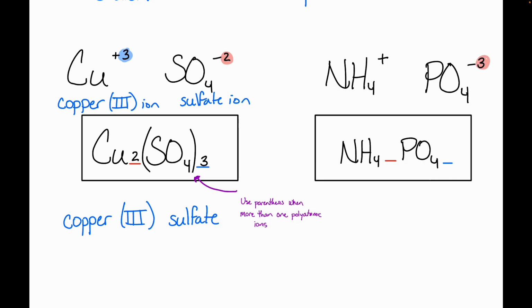And since I'm indicating that I have more than one of our polyatomic ions, I'm going to throw it in parentheses. How many phosphates do I need? Just the 1, so I'm cool as it is. Boom. And what would be the name of this molecule? Ammonium phosphate. Cool.